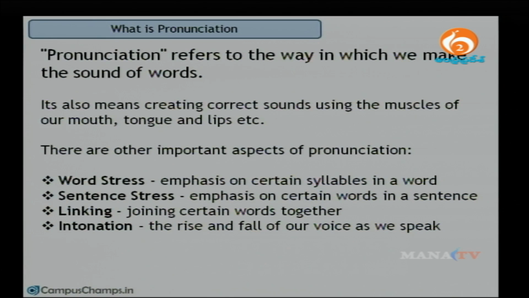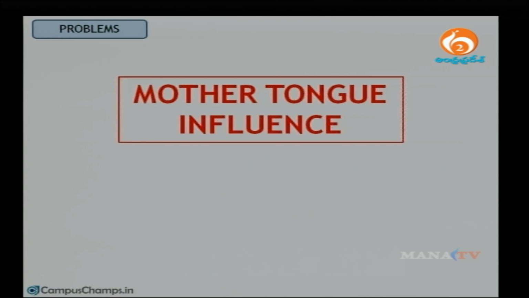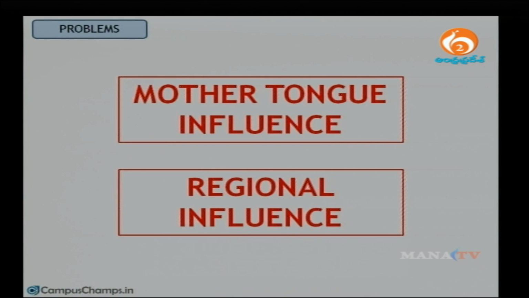Now, why do we need to understand and be thorough with pronunciation? I told you, mother tongue influence is generally perceived as a factor which impacts pronunciation, but it is not. It impacts grammar because it takes a hit in terms of word order. So, we are talking about regional influence, because of which pronunciation becomes a problem. The reason I am saying regional influence is the factor.